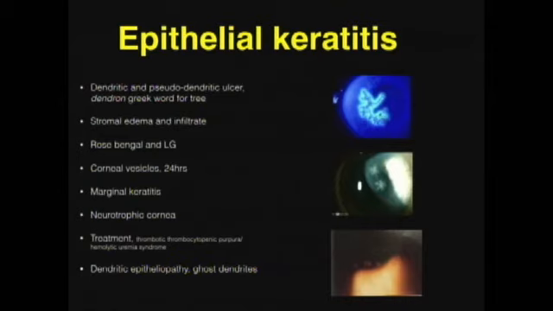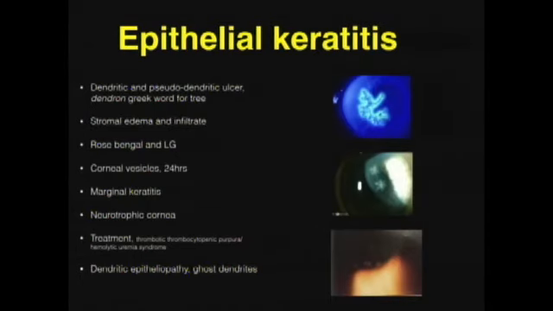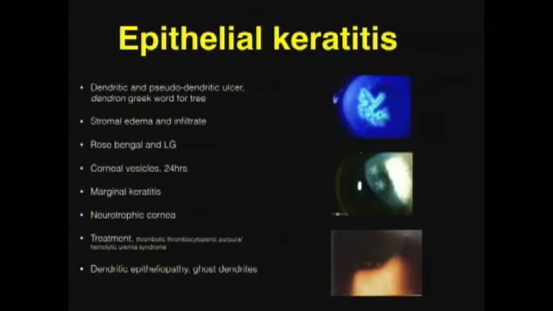However, if the patient continues to use the antiviral medication, they will have a sick epithelium, which is basically the dendritic epitheliopathy. It's important to differentiate between dendritic epitheliopathy and dendritic ulcer, because if you think that this is still an active infection, you will keep giving them antiviral, and you will increase the toxicity more.